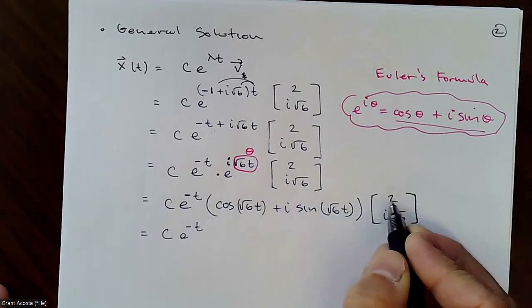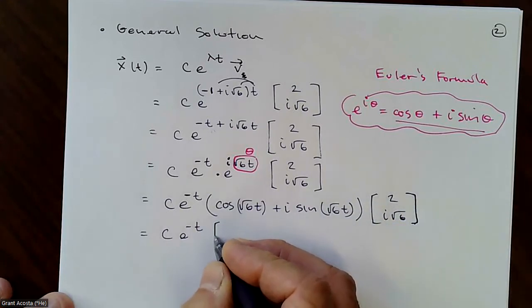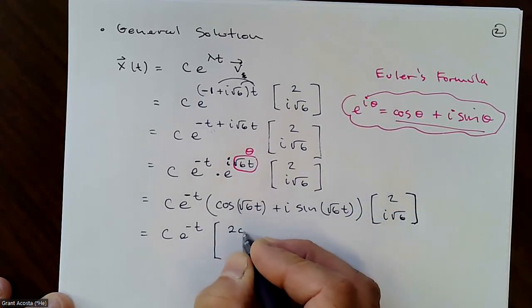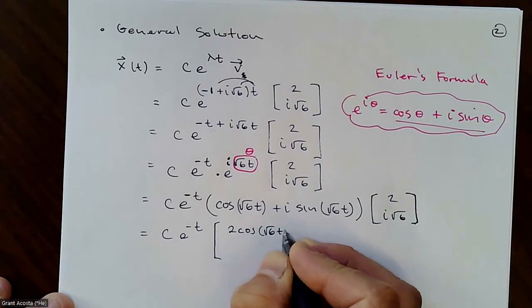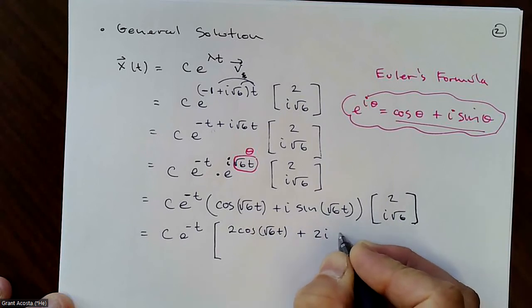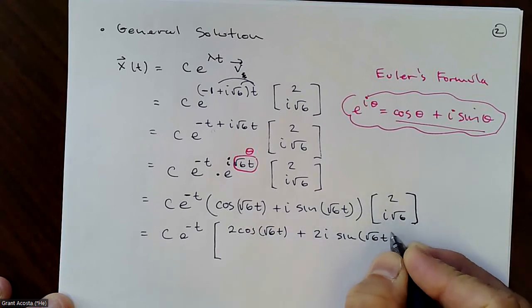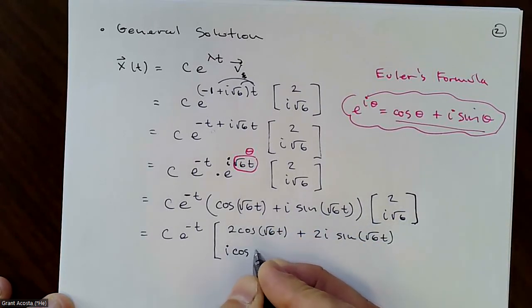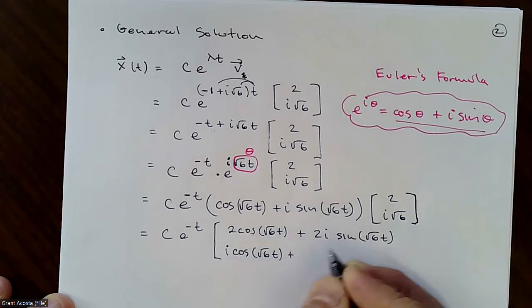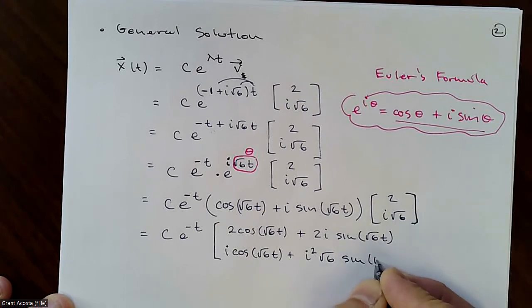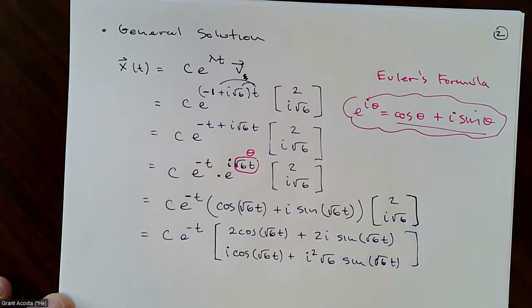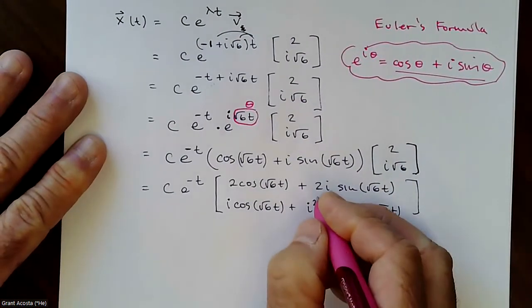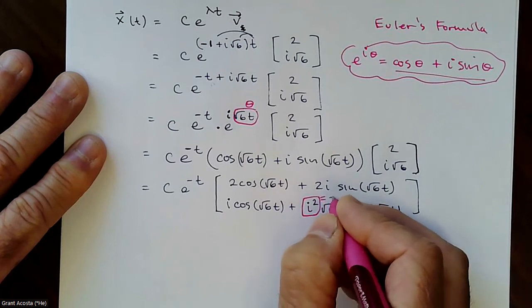So now what we're going to do is take this and multiply it into my vector. I'm going to make this one big vector, and I'm going to have 2 cosine root 6 t plus 2i sine of root 6 t. And then this is going to get multiplied. So I have i cosine root 6 t plus, okay, ready? i root 6 times i is going to be i squared root 6 times sine of root 6 t. And of course, we know that i squared is just the same as negative 1.